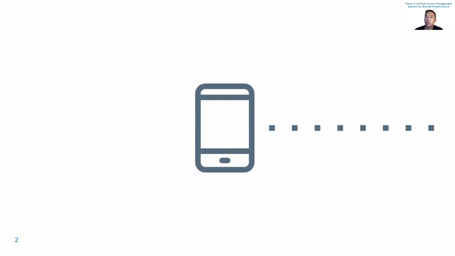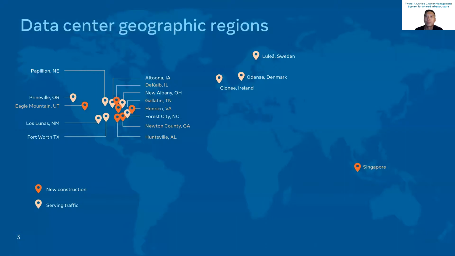Before I talk about cluster management systems, I want to give a bit of background about how our infrastructure works. Whenever someone uses one of our company's products like our mobile apps, they're making requests to many of our services in our data centers all around the world. This map shows the locations of our data centers. Each pin represents a data center region, which consists of multiple data center buildings in close proximity.